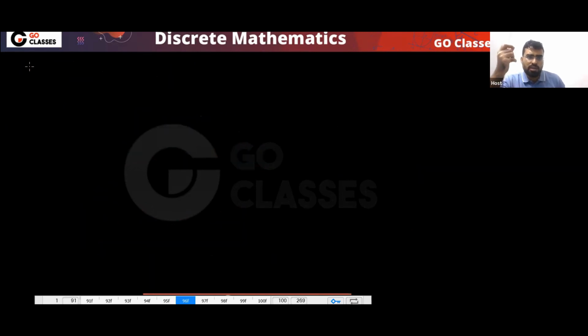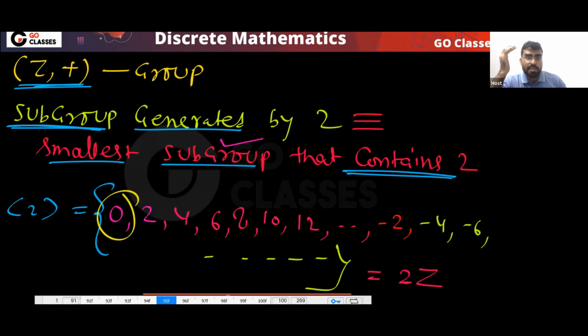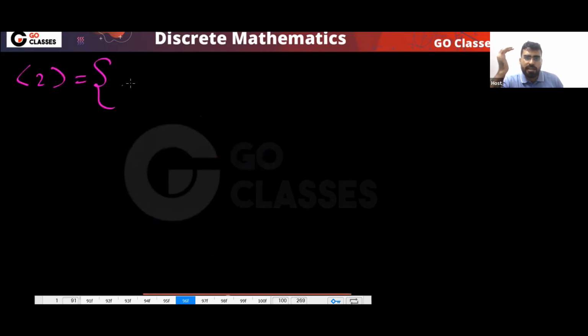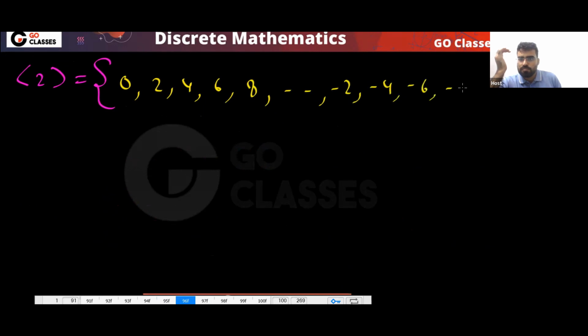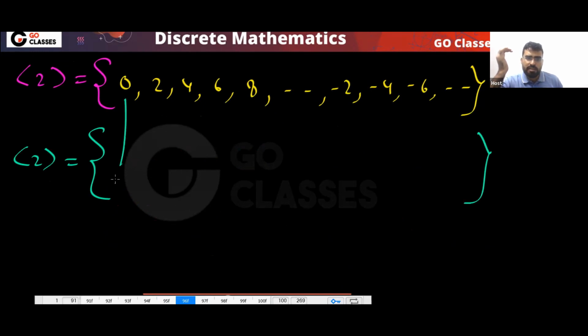Actually, what is the subgroup generated by 2? It is like this. The identity element means 2 power 0. This is your subgroup generated by 2. I can also write it like this. This means 2 power 0.